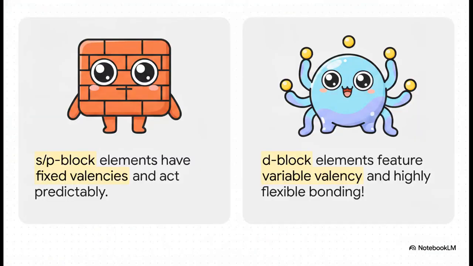Notice the pattern here when we put them side by side. On the left, we have our rigid S and P block elements. They have fixed valencies. They're predictable. But on the right, look at our D block elements. Thanks to those readily available D electrons we just discovered, they have highly flexible bonding. This variable valency is exactly why transition metals make such fantastic catalysts in industrial reactions. They can easily lend and borrow electrons to just speed up chemical processes like crazy.